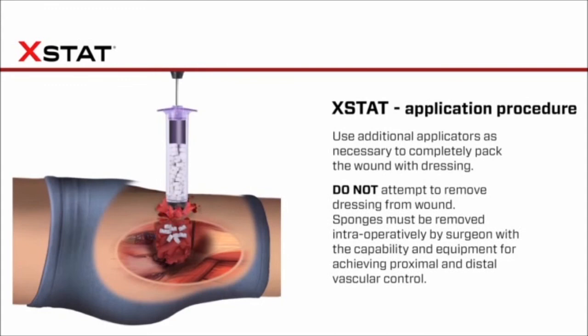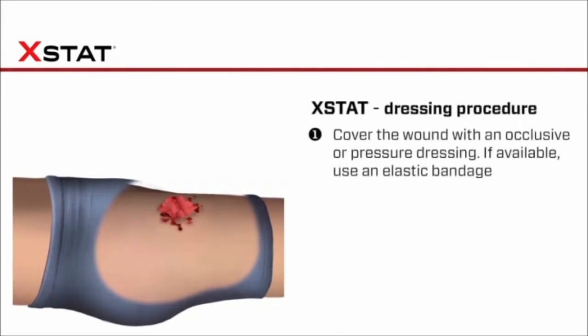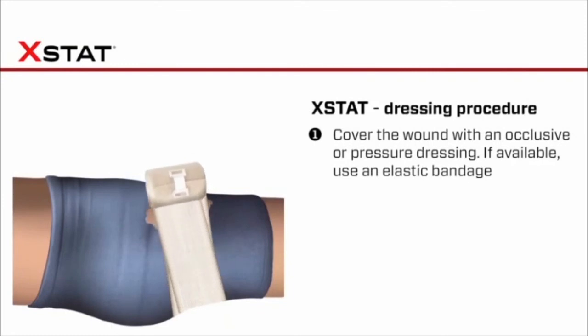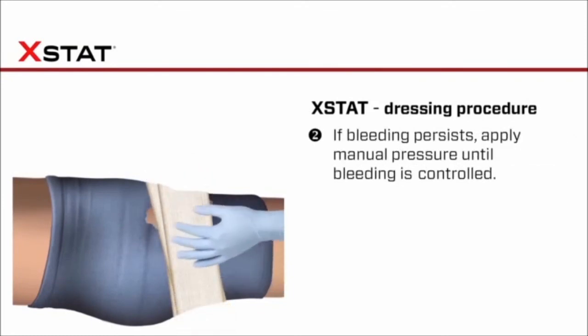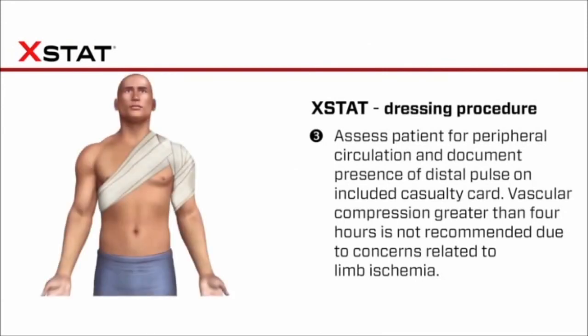Do not attempt to remove dressing from wound. Sponges must be removed intraoperatively by surgeon with the capability and equipment for achieving proximal and distal vascular control. Cover the wound with an occlusive or pressure dressing. If available, use an elastic bandage. If bleeding persists, apply manual pressure until bleeding is controlled. Assess patient for peripheral circulation.